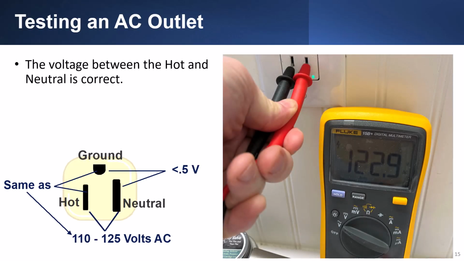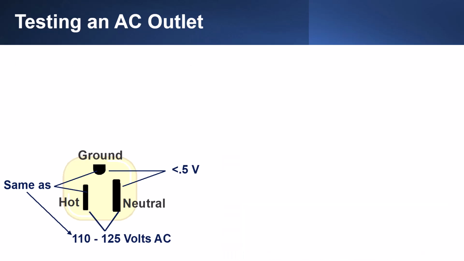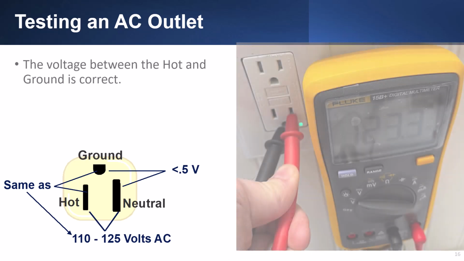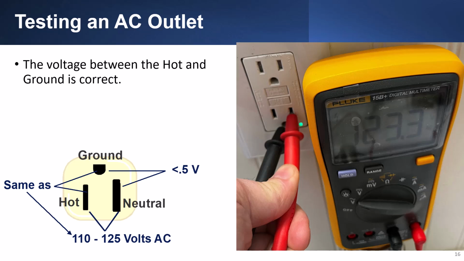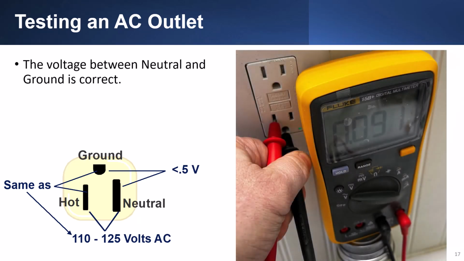Next, we're going to test an AC outlet. The voltage between the hot and neutral should be 110 to 125 volts. The voltage between the hot and ground should also be 110 to 125 volts. Keep in mind the numbers in the diagram are upside down when compared to the outlet in the picture. In the picture, the hot wire is on the right and the neutral wire is on the left. When testing between neutral and ground, you should measure less than 0.5 volts.